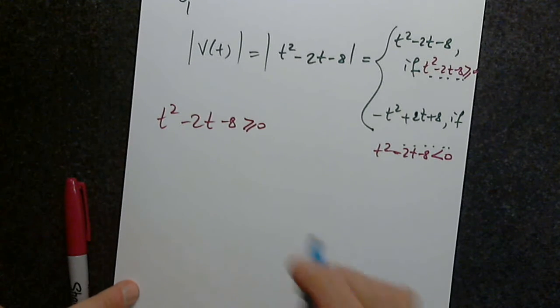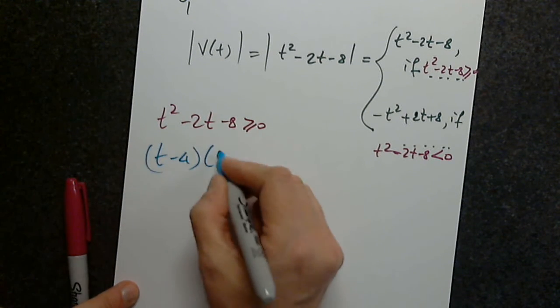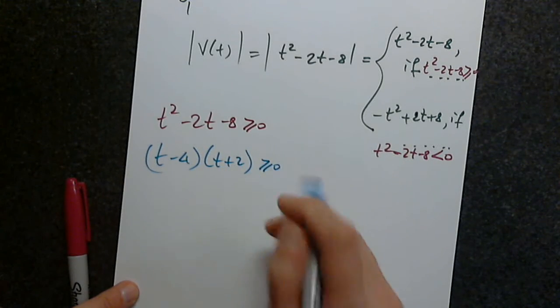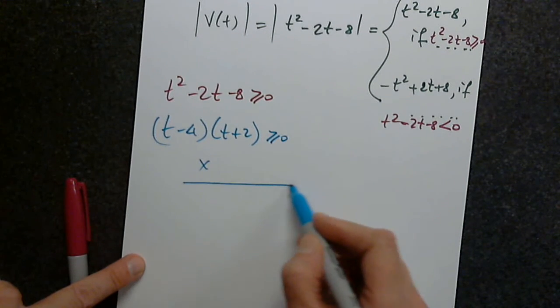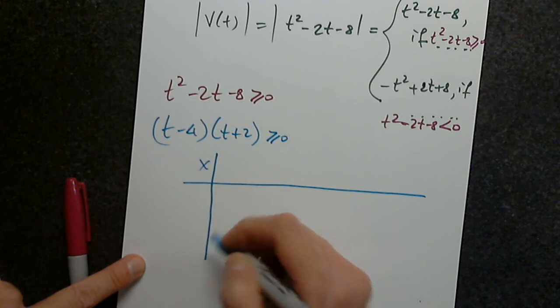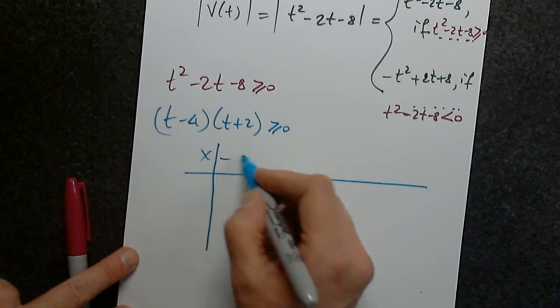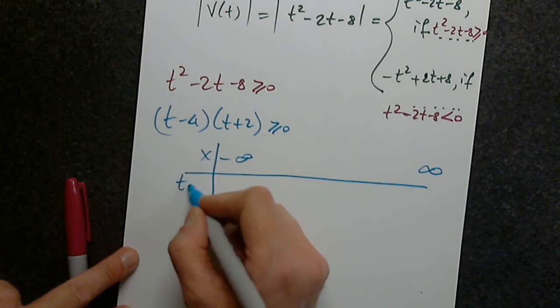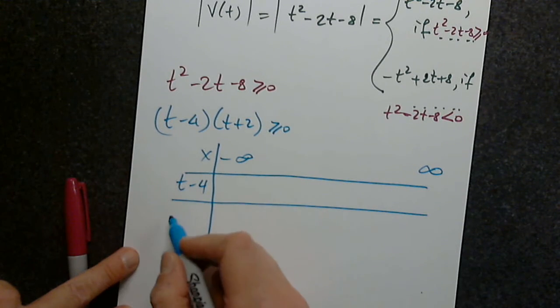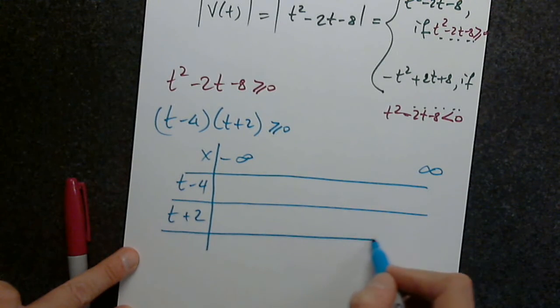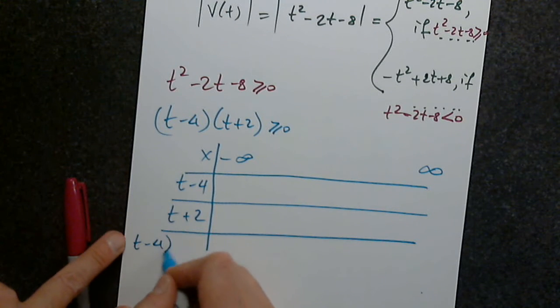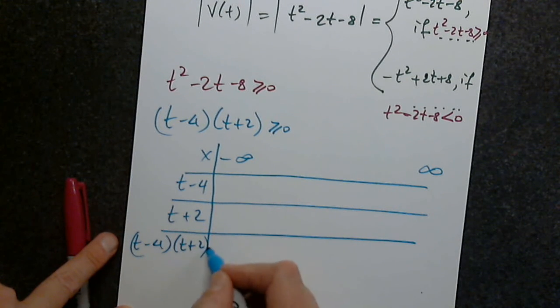I have to factor, awesome. t minus 4, t plus 2, and I have to use that table, or any other method that you prefer. From negative infinity to infinity, I put in t minus 4. I study the sign of t minus 4. I study the sign of t plus 2. And I have to study the sign of the product.